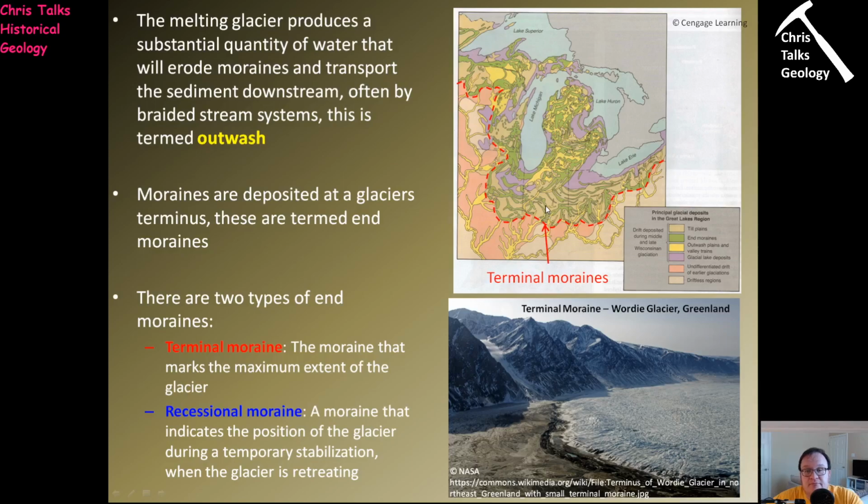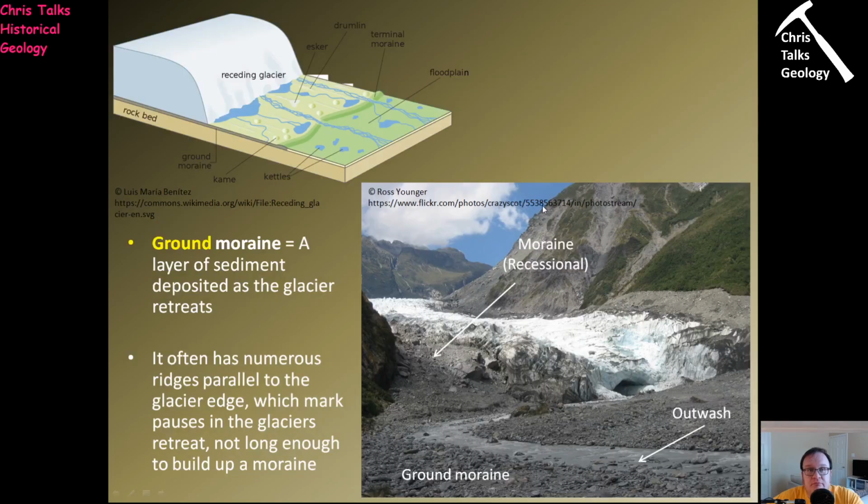Okay, so we've already discussed this. As our glacier retreats, we have our moraine forming. We have our outwash here. You can see it in this picture here.